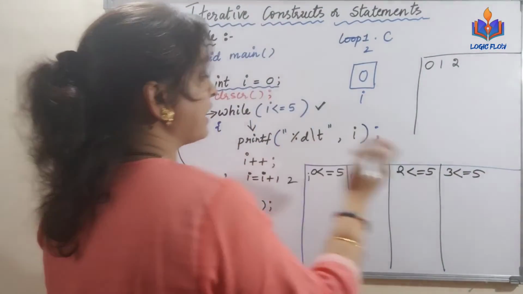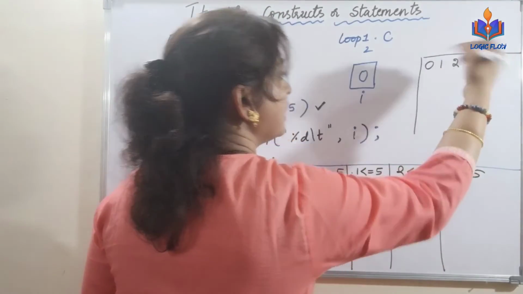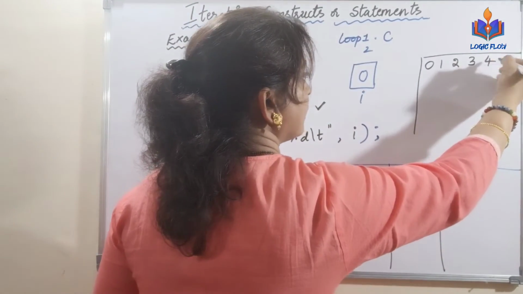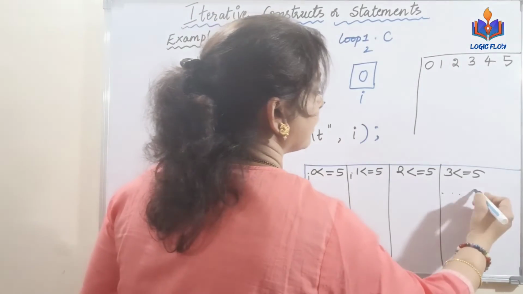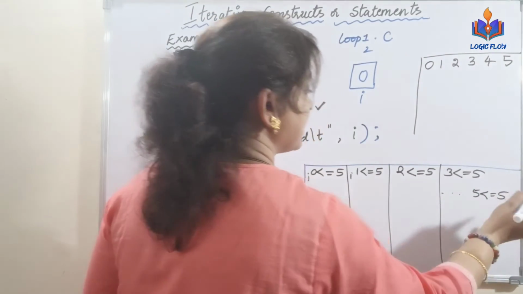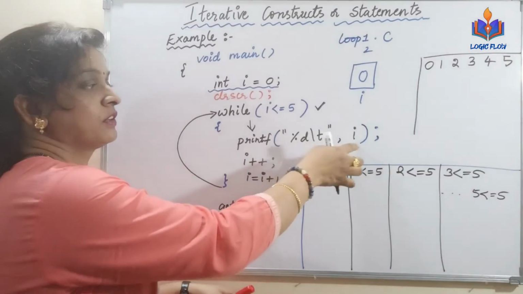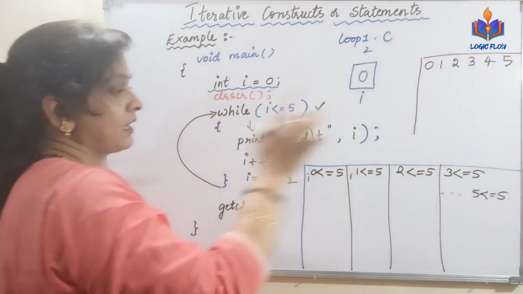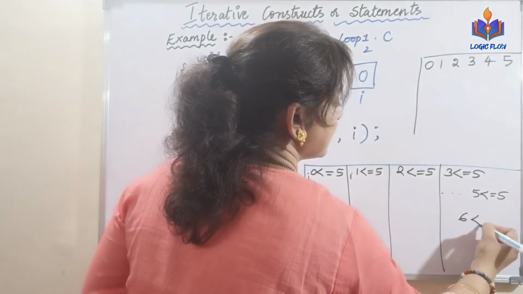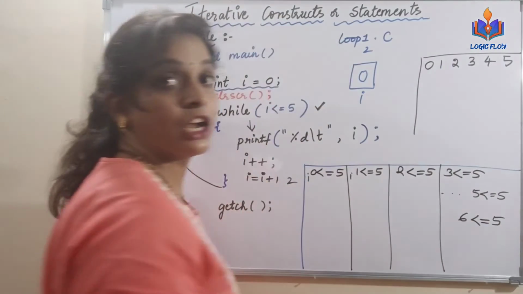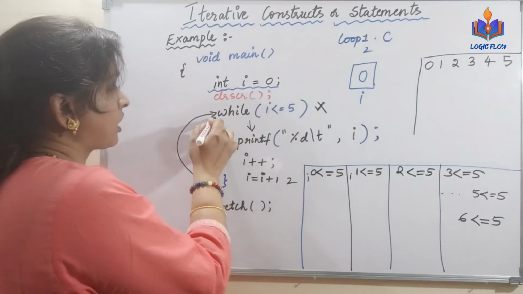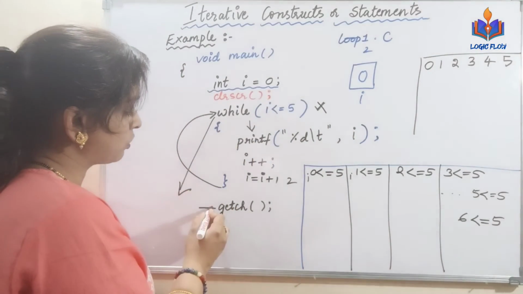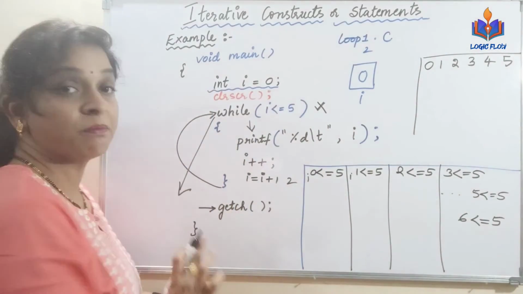Again print the value. It is 3. It goes on like this. 4. Then I'll check 5. 5 less than or equal to 5. Yes. I get the value of I. Then again loop back. The next is 6. 6 less than or equal to 5? No. The condition evaluates as false. It has to come out of the loop, control goes to getch and the program ends.